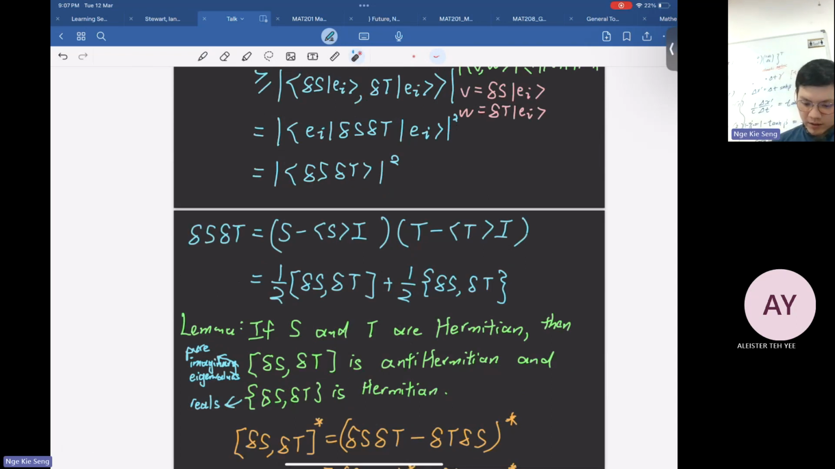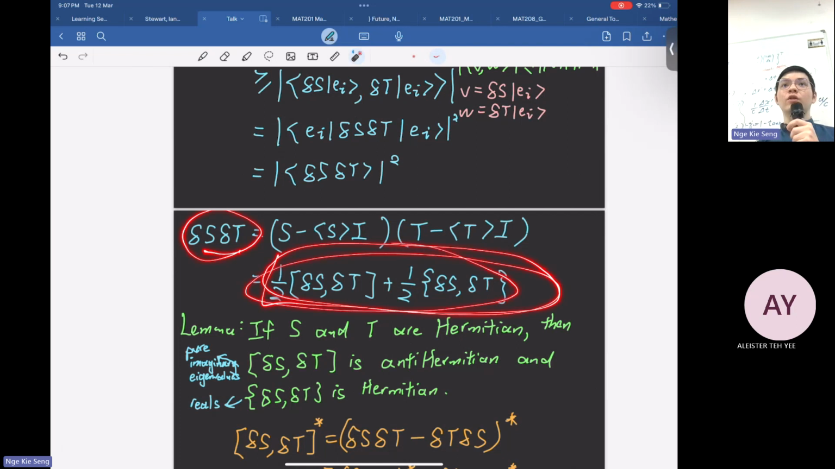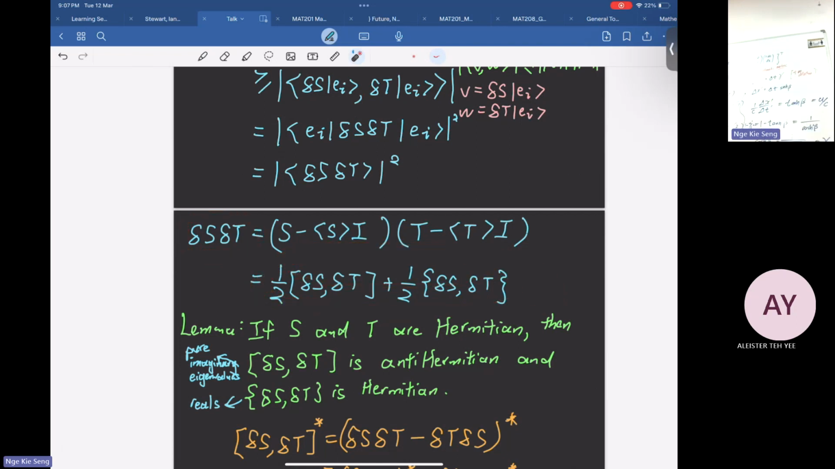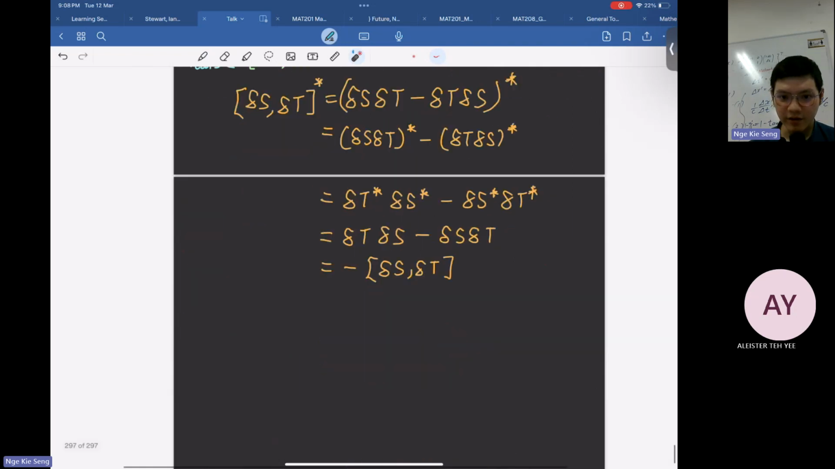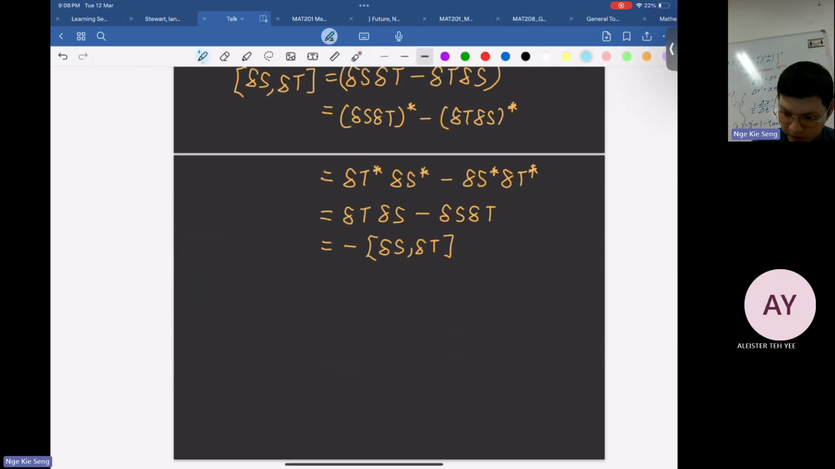Okay, so just now we split delta x and delta t into the addition of two operators, the anti-commutator and the commutator. So the real part will come from the anti-commutator, but the imaginary part will come from the commutator. Okay? So we can form this equation here.